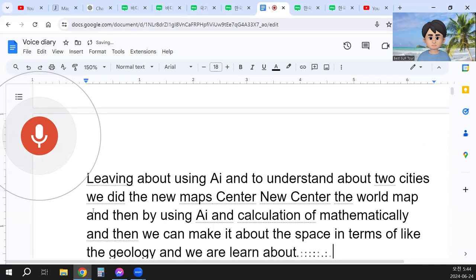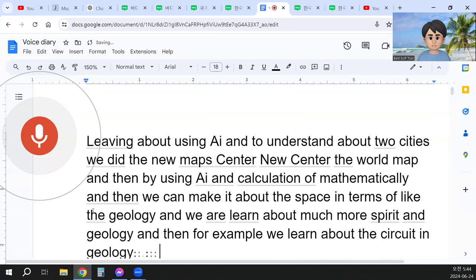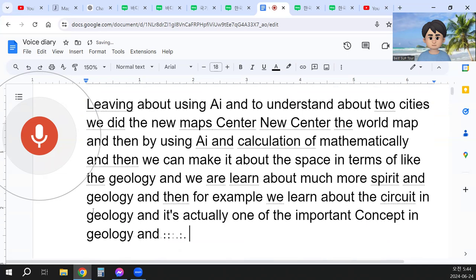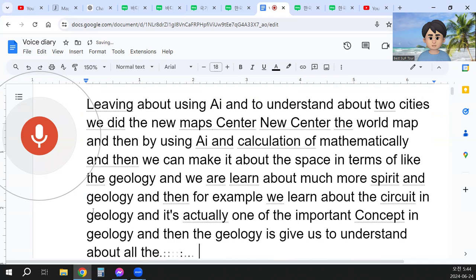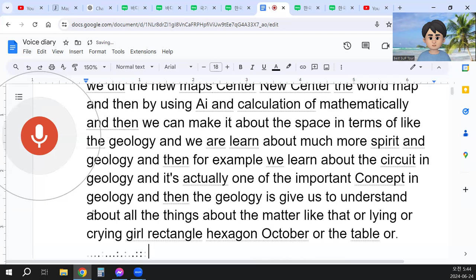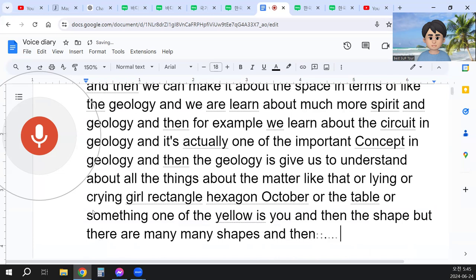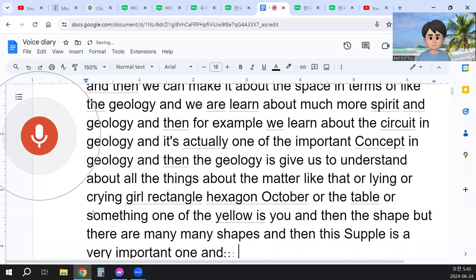about much more sphere in geology, and then for example we learn about the circle in geology. And circular is one of the important concepts in geology. And then geology gives us the understanding about all the things about the matter, like the dot or line or triangle, rectangle, hexagon, octagon, or the shape of something. One of the geology, and then the shape, there are many shapes, and then the circle is a very important one, and to understand that.